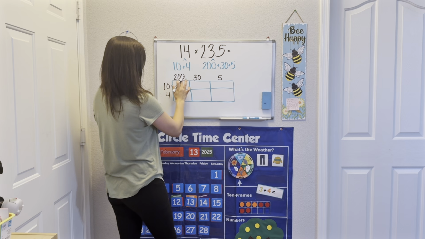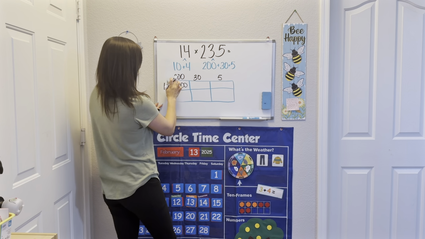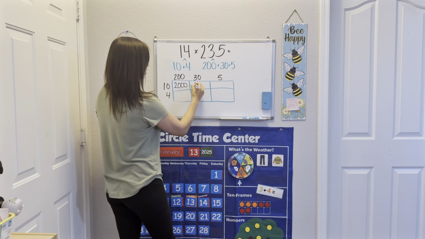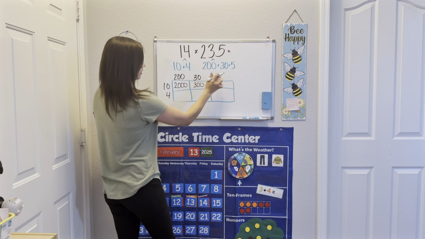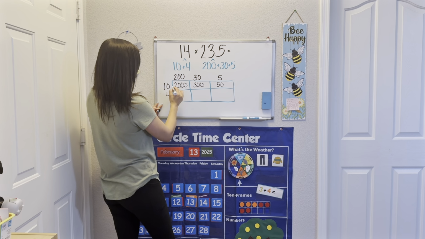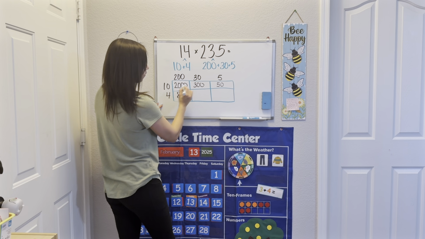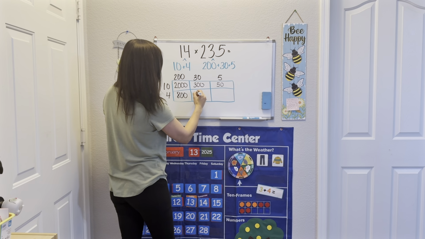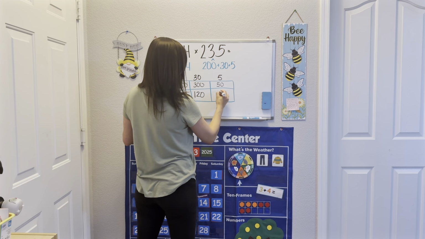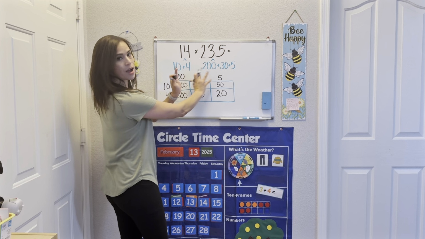So we have our 10 times 200, which is going to be 2,000. Simply just take your two numbers and add your zeros. 30 times 10 is going to be 300. 10 times 5 is going to be your 50. And then moving down, we have 4 times 200, which will give you 800. 4 times 30, which will give you 120. And then 4 times 5, which will give you 20. Okay? So we have all our blocks in.